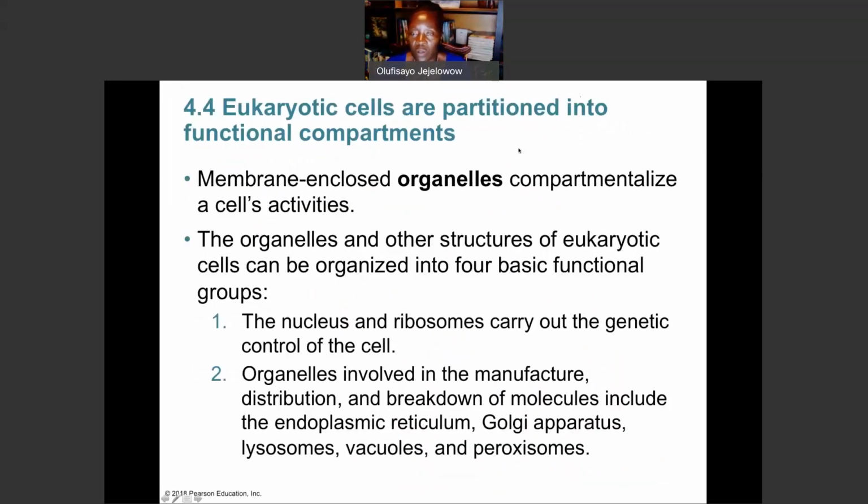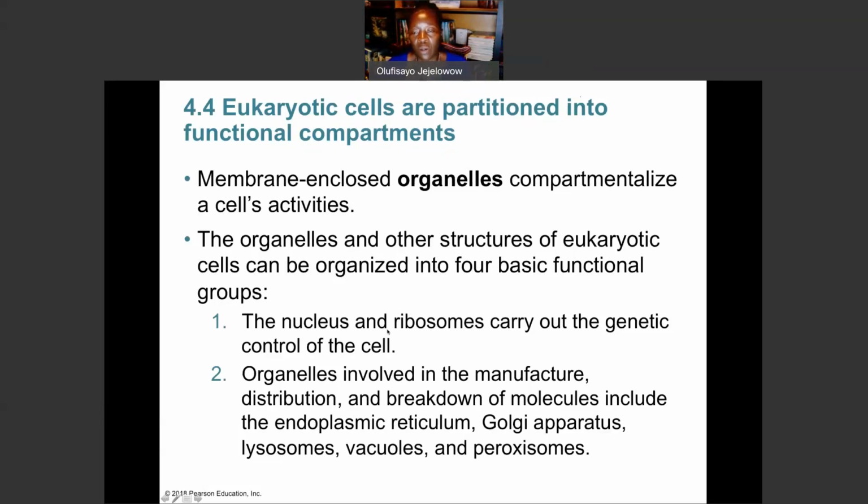Eukaryotic cells, on the other hand, are partitioned into functional compartments. These functional compartments are encased in their own membrane. So membrane-enclosed organelles compartmentalize the cell's activities, and so simultaneously different events can be taking place inside the cell of a eukaryotic organism. A particularly disruptive experiment might be taking place in a compartment in such a way that it doesn't damage the whole of the cell, and the content of that compartment will be modified and made safe before it's released or allowed to mix with the rest of the cell.